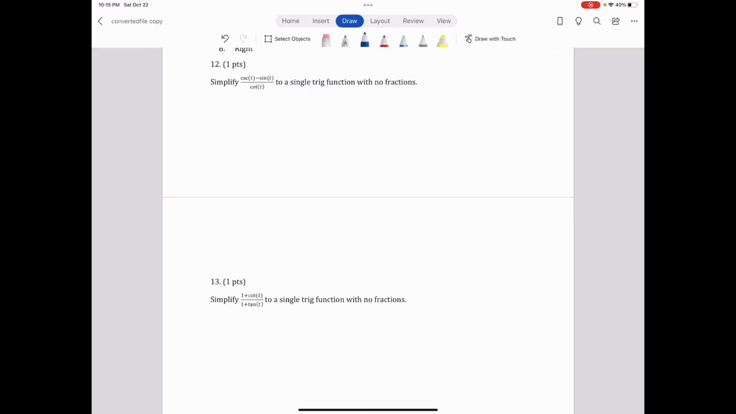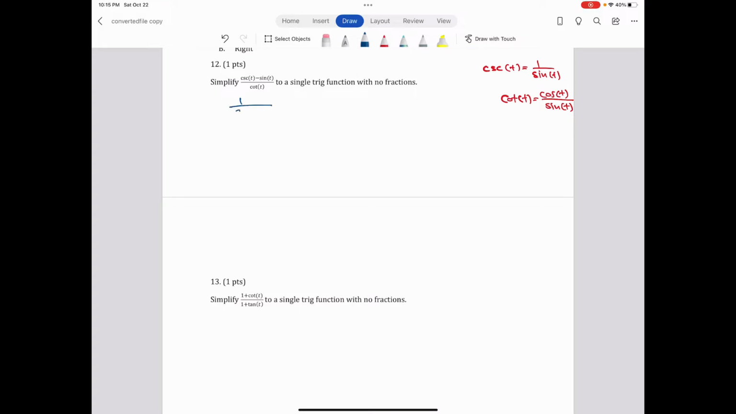Question number 12, we need to simplify the expression cosecant t minus sine t over cotangent t. Just a reminder here that cosecant t is equal to the reciprocal of sine, and cotangent t is equal to cosine t over sine t. This is more useful because we have a sine here and we have a sine after we find the reciprocal of cosecant. So I'm going to plug the expressions here.